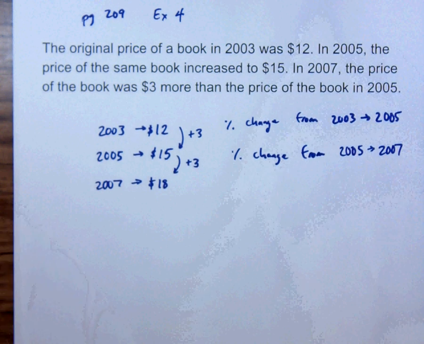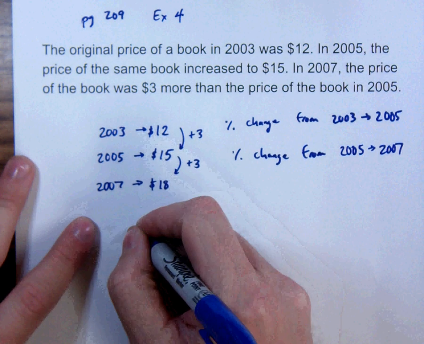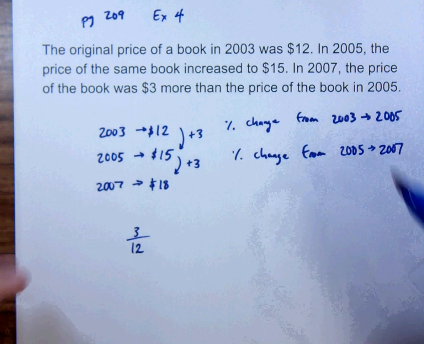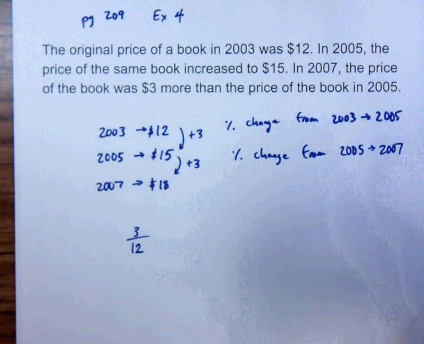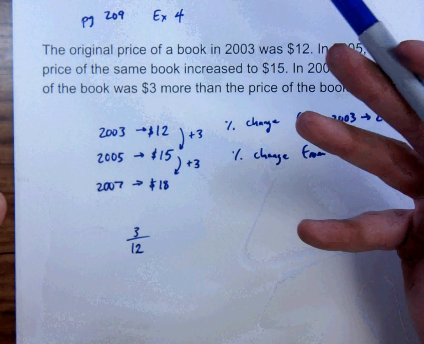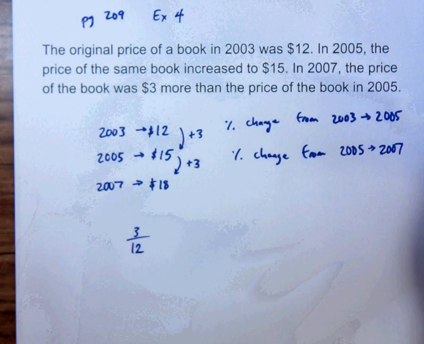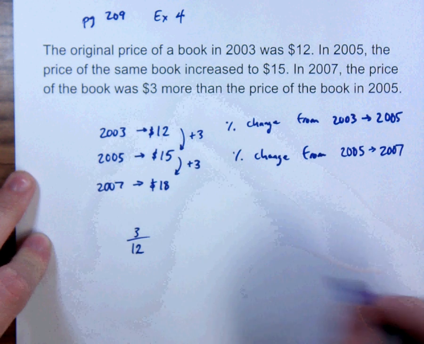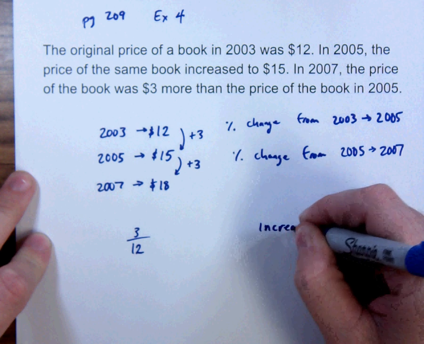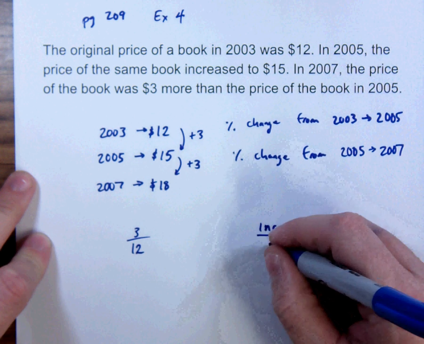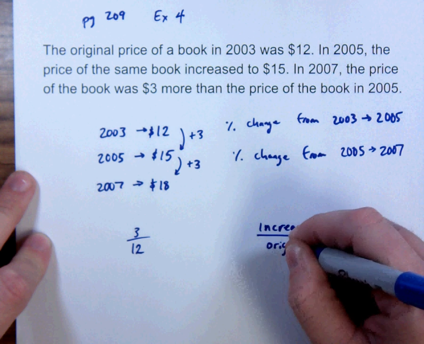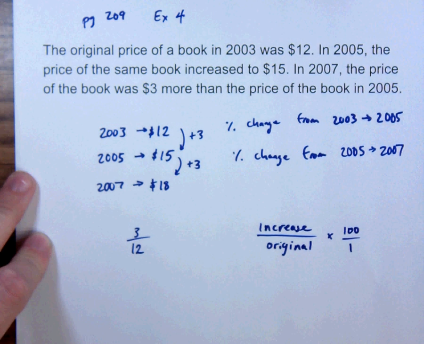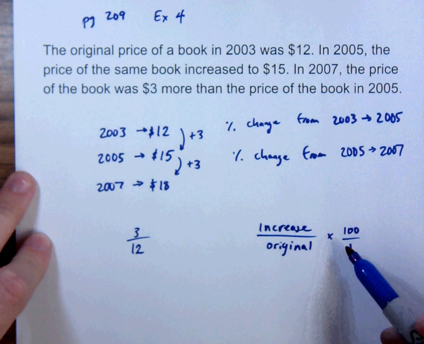And this is a very simple problem if you think about it as 3 is what percent of 12. To find the percent of something, we want to know the percent that the price increased. So we want to know what percent 3 is of 12. And the way we do that is we find, let me write that over here, the increase divided by the original times 100 over 1.